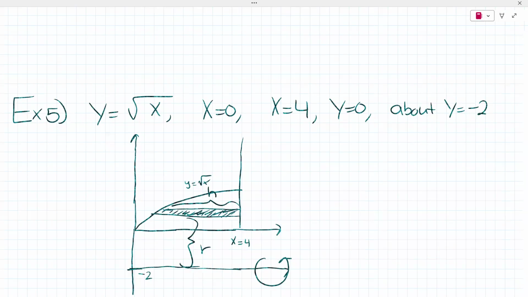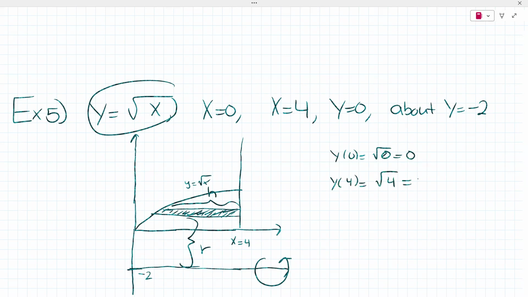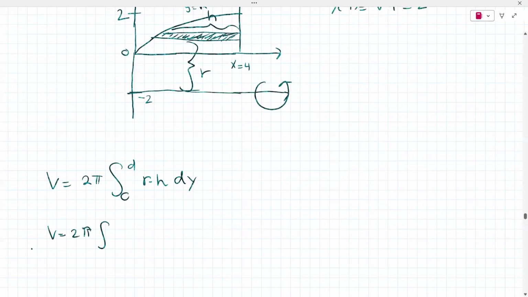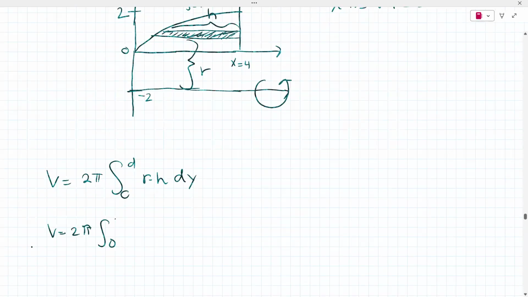Since we know our x values, just plug in your x values into this and you'll be fine. If you plug in 0, the square root of 0 is 0. And if you plug in 4, the square root of 4 is 2. So our lower boundary is 0 and our upper boundary will be 2. So it's going to be from 0 to 2.